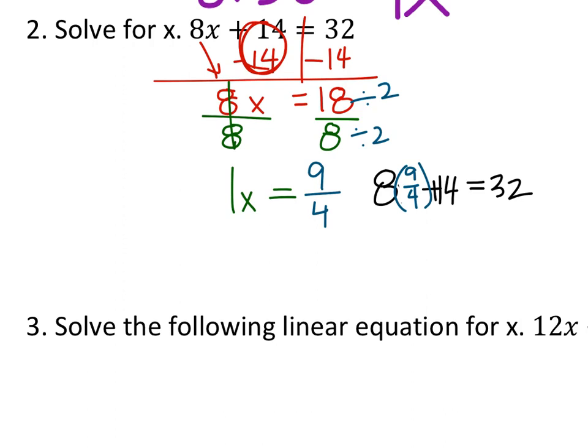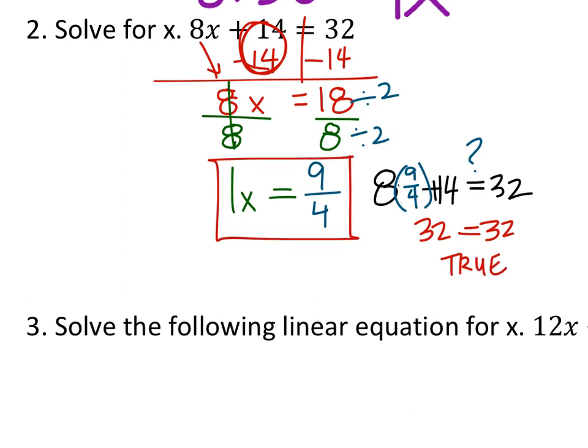So this is something you'd put into the calculator as well, and we're just testing to see if this is true or not. So 8 times 9/4, that would be 18, plus 14 would be 32. So 32 does equal 32. That's true. Since it is true, we know that this answer is a solution to that equation.